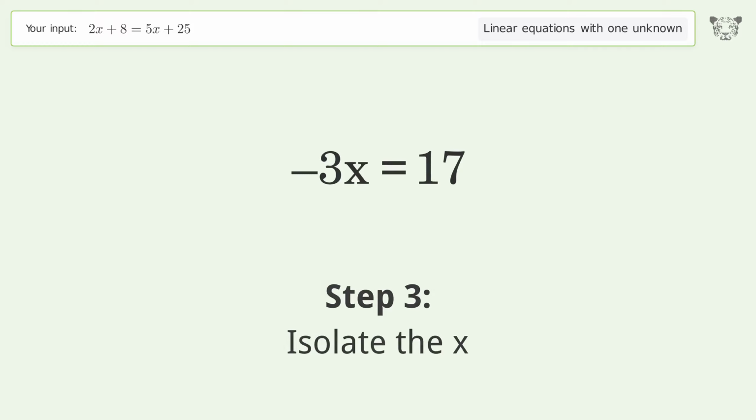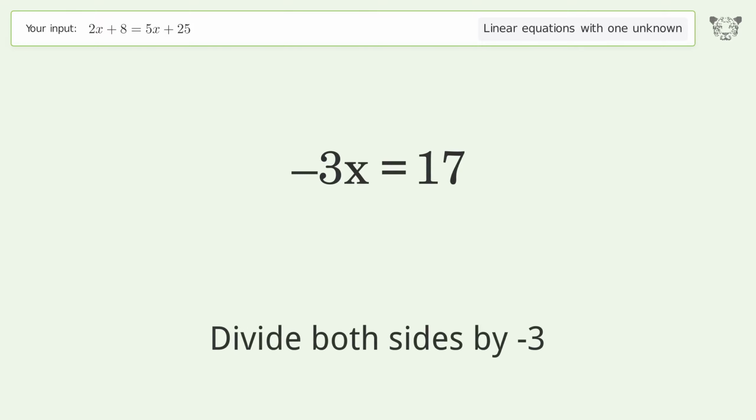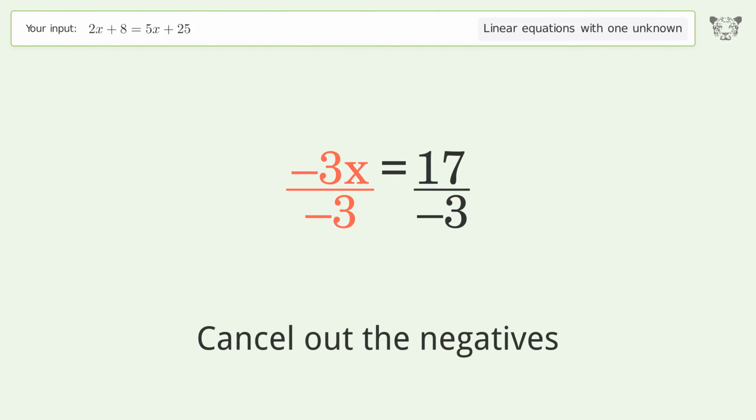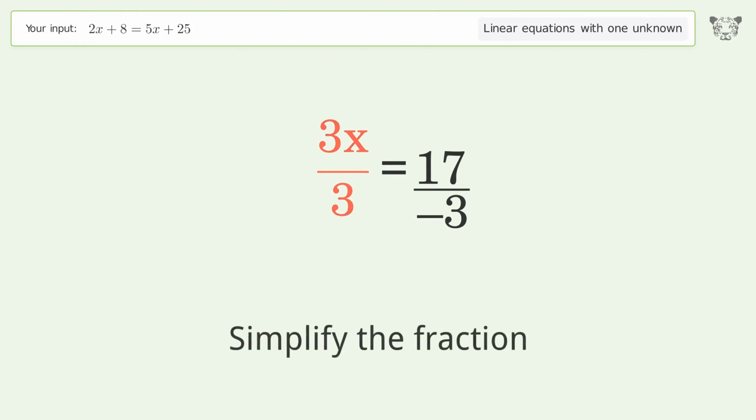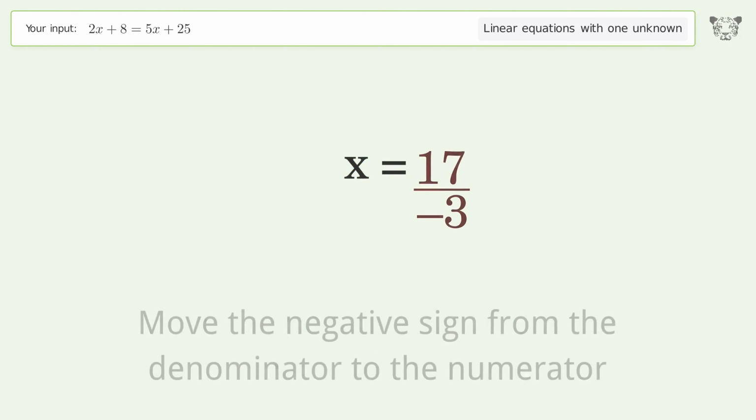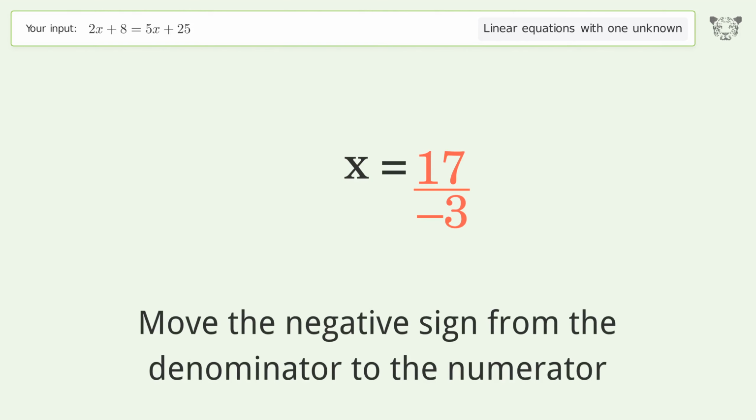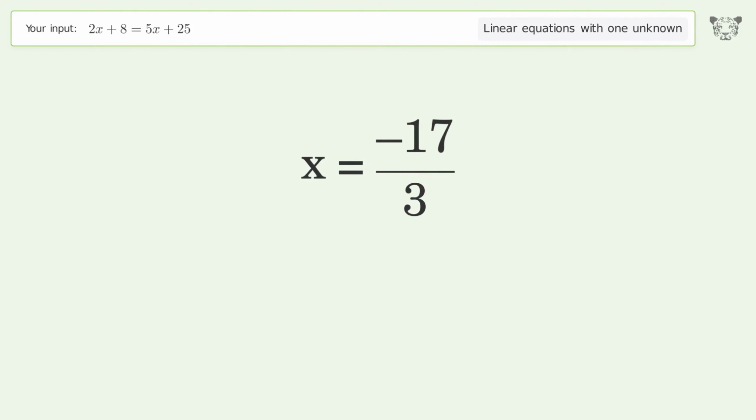Isolate the x. Divide both sides by -3. Cancel out the negatives. Simplify the fraction. Move the negative sign from the denominator to the numerator. And so the final result is x equals -17/3.